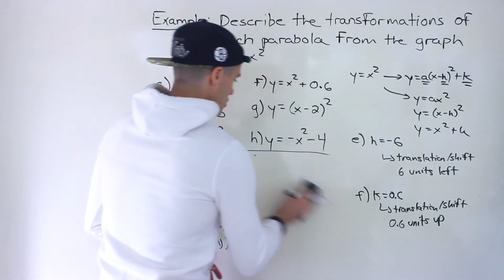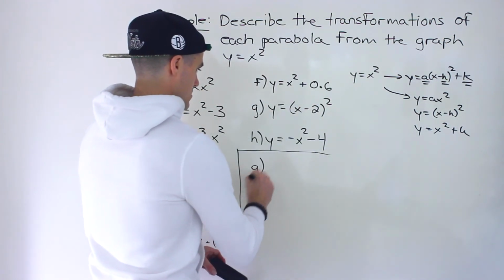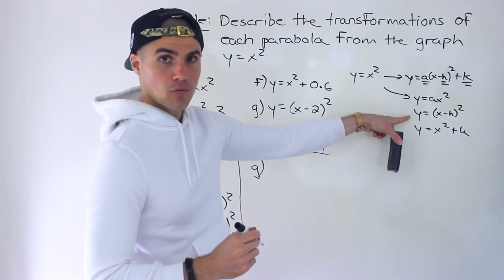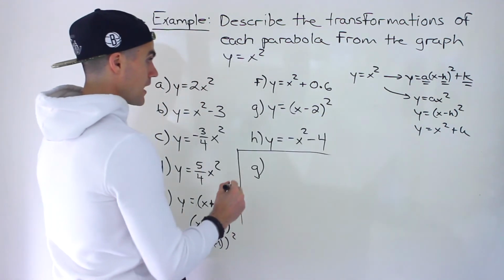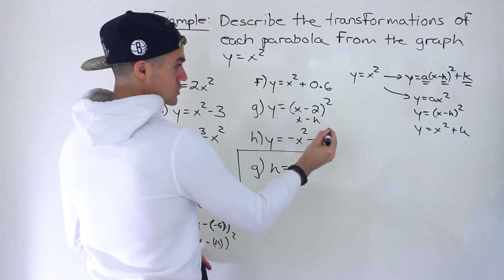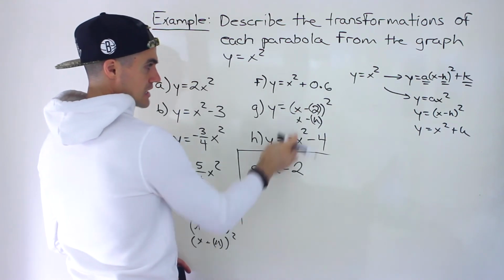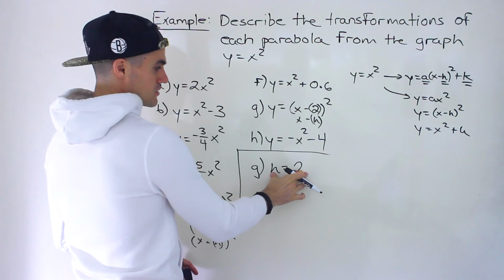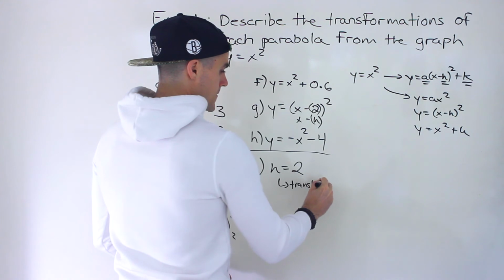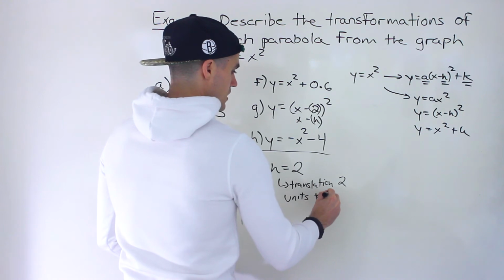And then finally, we just got G and H remaining. So y = x - 2 squared. Well, notice that, again, it's in this format, this x minus h squared format. And so notice that the h value is just 2, right? X minus h. This is like in brackets, this is like in brackets, h is 2. So notice that we switch the sign when we take it out, right? So the h value is 2. What does that mean? There's a translation 2 units to the right.